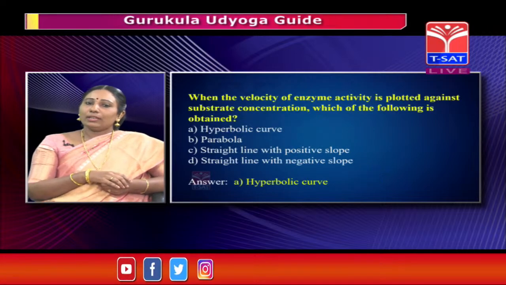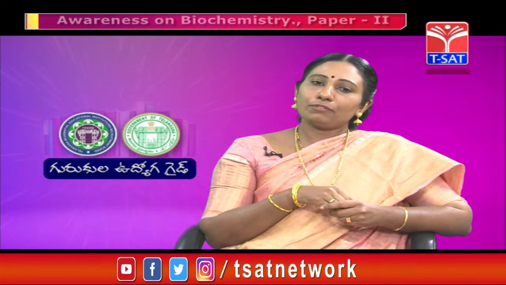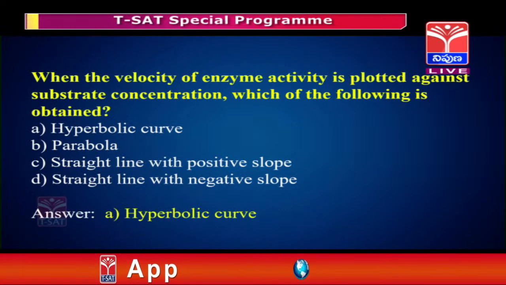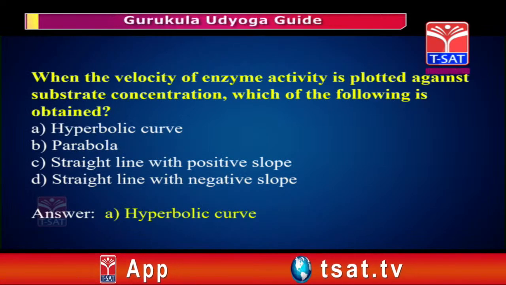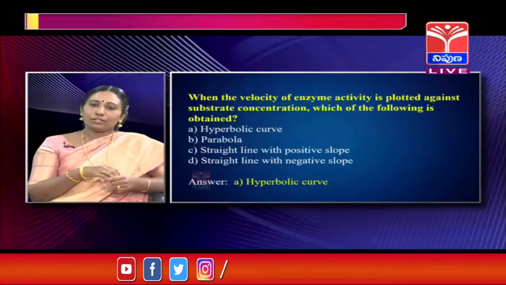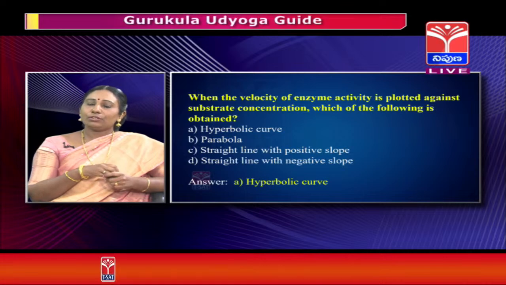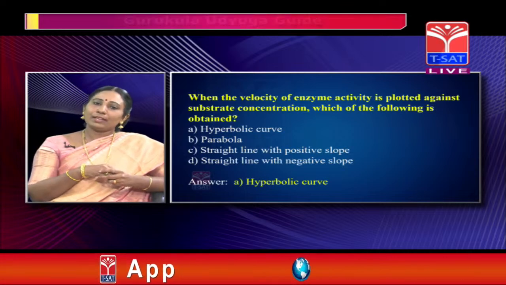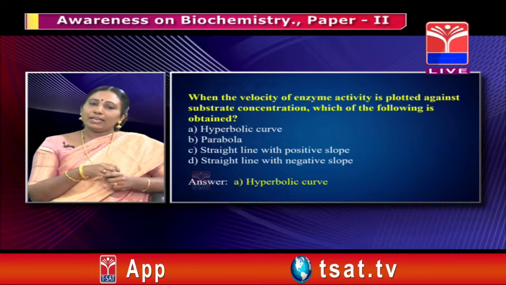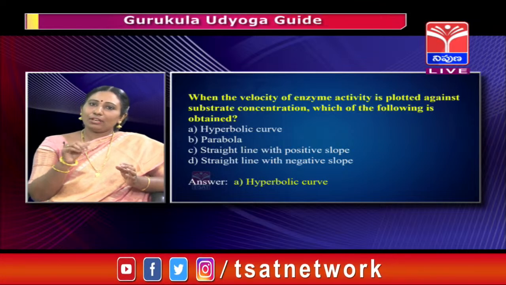Then coming to the functioning of enzymes, that is enzyme kinetics. Here is one of the types of questions that people may feel a little confused when reading it, but actually this is a very easy question. Look here: when the velocity of enzyme activity is plotted against substrate concentration, which of the following is obtained? Whenever we are reading a question, we should first find out what conditions are proposed in that problem. Here they are asking when the velocity of enzyme activity is plotted against substrate. That means you need to put a graph on the paper and check.